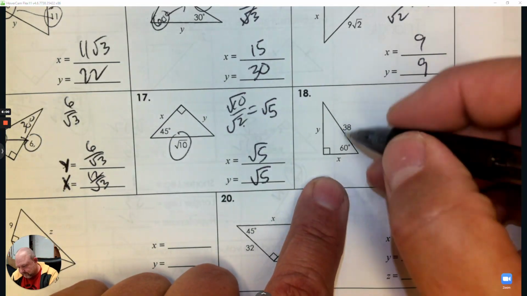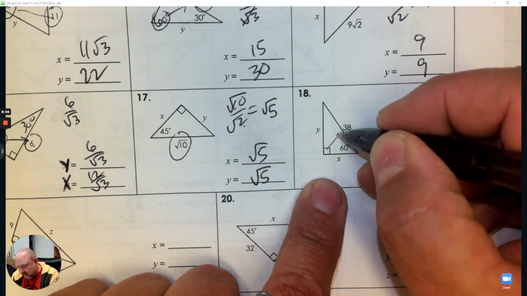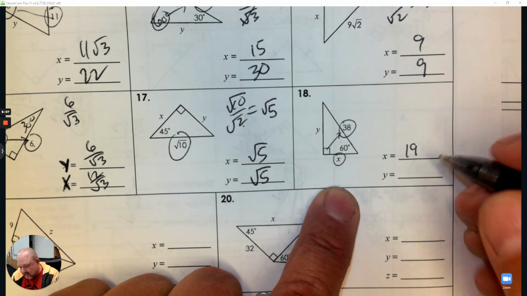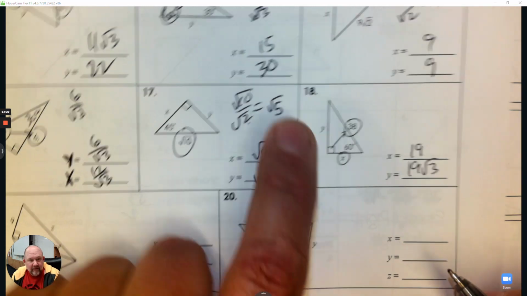18. So 38 is the hypotenuse. So half of that is the shorter one. That's 19. And then multiply that number times root 3 to find the longer leg.